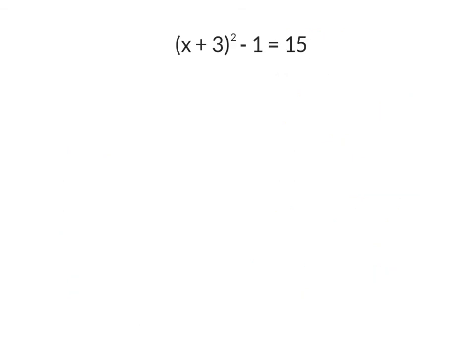I'd like to look at one more example together before you try some problems on your own. So we have the equation, the quantity of x plus 3 squared minus 1 equals 15. Well, I do have subtraction to get rid of, which is always the first thing to get rid of, addition or subtraction. So I'm going to get rid of my subtraction by adding 1 to both sides of my equation. So I'm left with the quantity of x plus 3 squared equals 16.